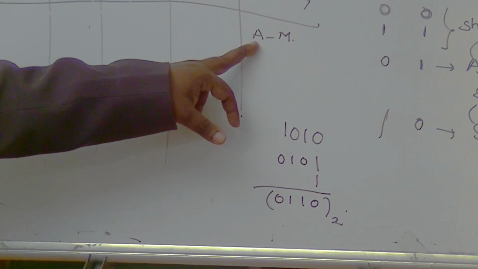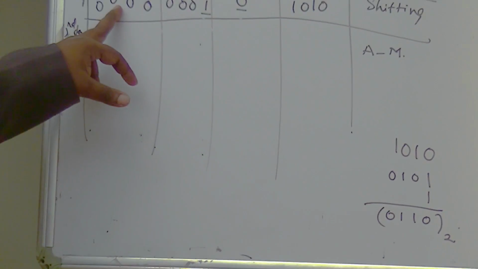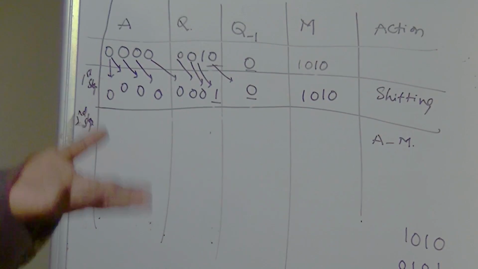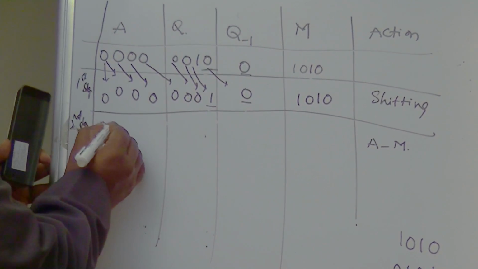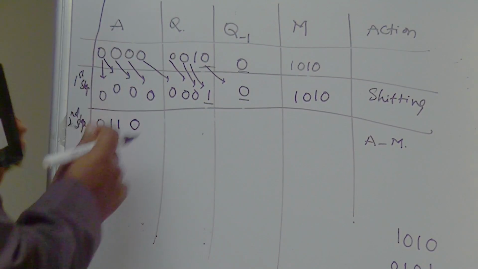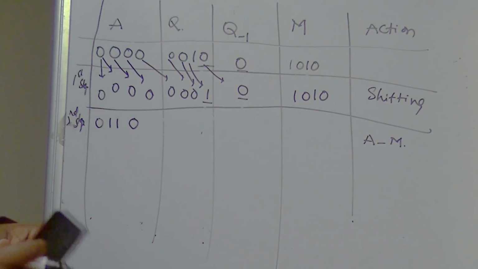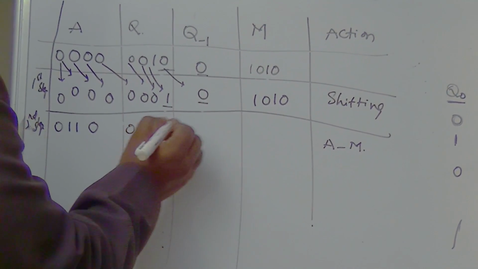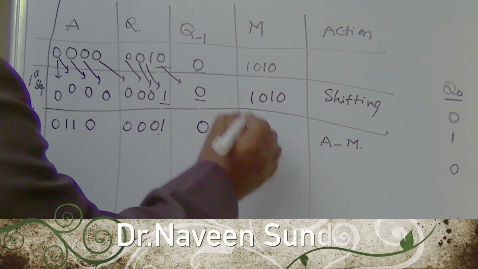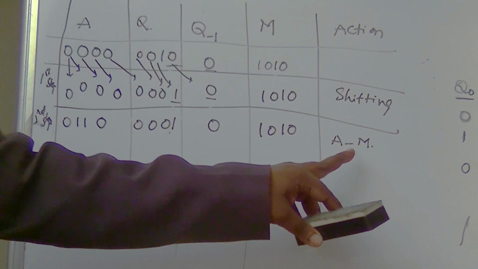A minus M means we have to add this value with A. Already A is 0 0 0 0, and anything added with 0 is the same value. So I am copying this value 0 1 1 0 into the A register. Got it? This is how the A register is updated, and Q is copied as it is. Q minus 1 is 0, and here also copy it. So the action we have performed here is A minus M.